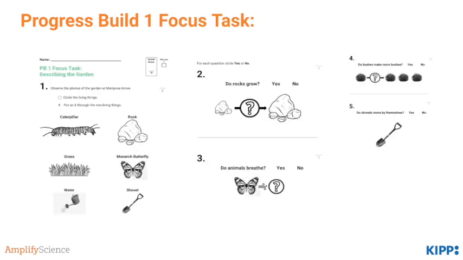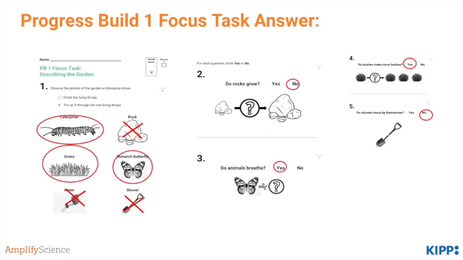This all leads up to Progress Build 1 focus task, describing the garden. Please go ahead and take a few minutes to complete this task and then check back here for your answers. All right, you should have noticed that these three things are living things. These three things are not living things. Rocks do not grow, animals do breathe, grass does make more grass, and shovels do not move by themselves.